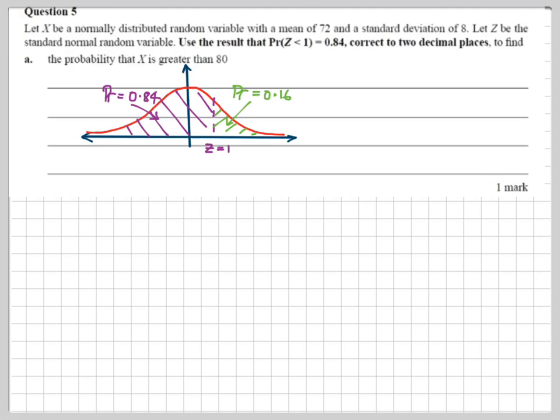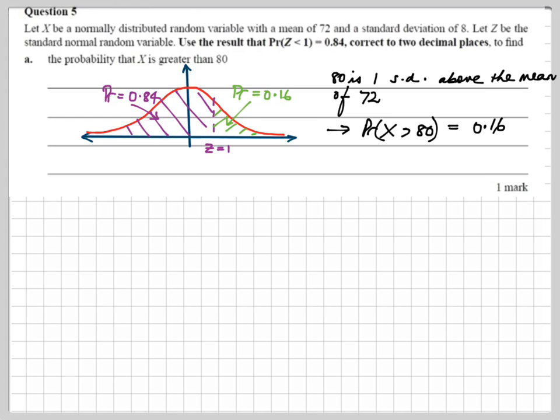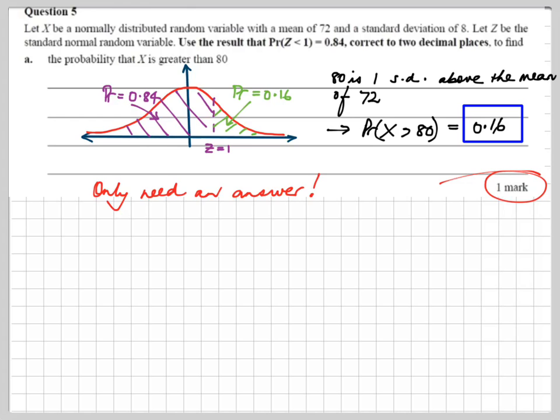Yes, very nice. So there you go. 80 is 1 standard deviation above the mean of 72, and therefore, excellent. Well, that's not a bad question for 1 mark. But look how useful it is to draw a diagram. It's only a 1 mark question, but if you want to save your brain power and cut through all the riddles that they throw at you, a diagram is just the most visual, wonderful thing. I love diagrams. Hope you do too. It's only worth 1 mark, so you only need an answer.